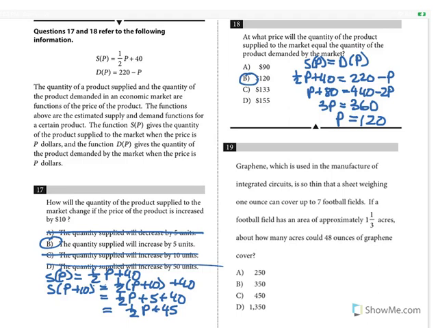Graphene, which is used in the manufacture of integrated circuits, is so thin that a sheet weighing 1 ounce can cover up to 7 football fields. If a football field has an area of approximately 1 1/3 acres, about how many acres could 48 ounces of graphene cover? All right, so this is one where you have to make sure you are carefully reading the question.